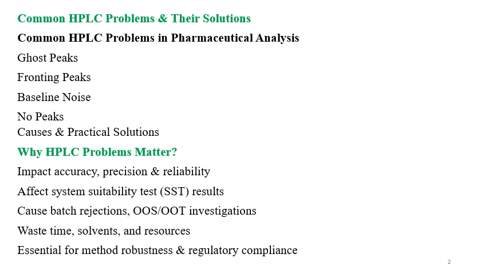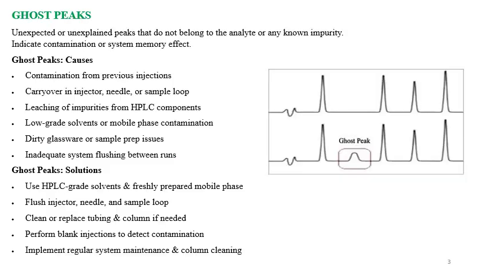If these problems come up, then we need to waste our time to solve them. We will waste the solvents and resources, so we should always try to prevent these types of problems. The problems are required to be solved for method robustness and regulatory compliance, and to get accurate, reliable results. So the first problem is the ghost peak.